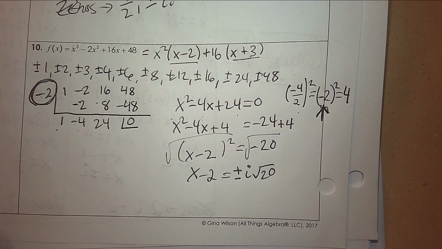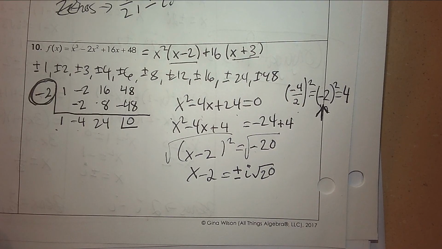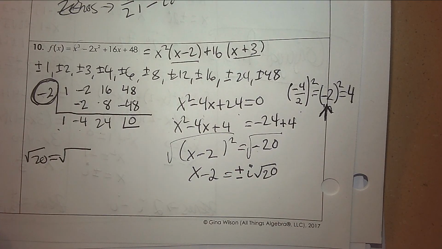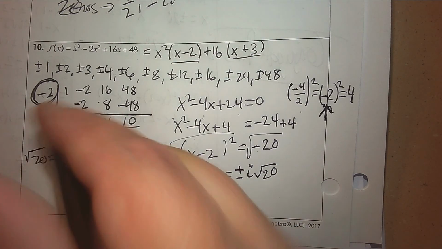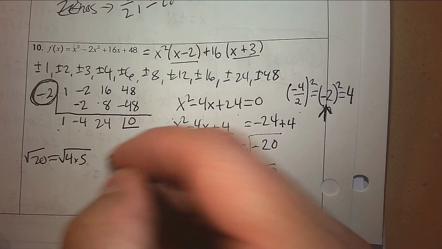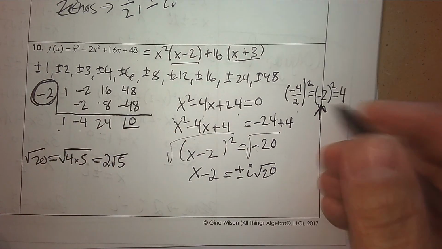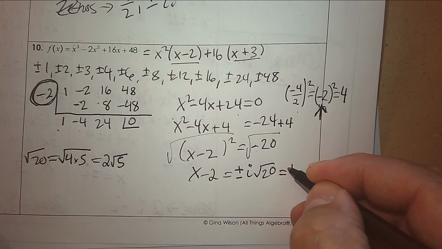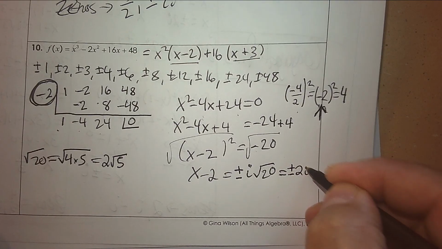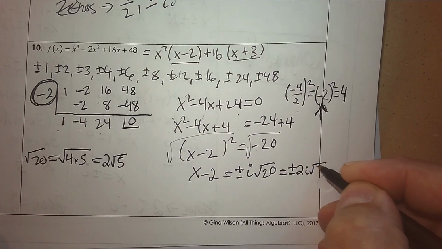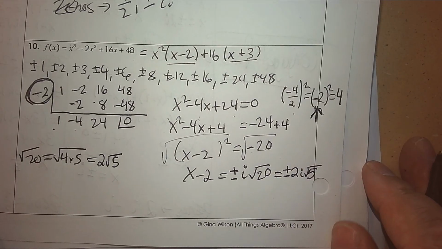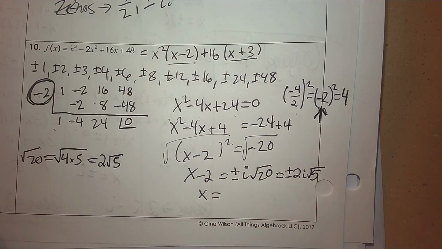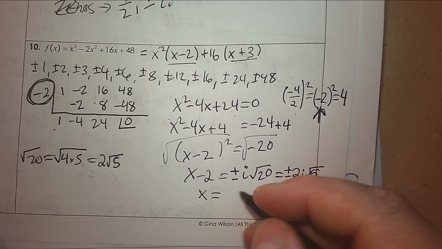Now, the next step, we're going to simplify it. Is there a way to simplify the square root of 20? What number goes into 20 evenly? That's a perfect square. And? So the square root of 4 is 2, and what's left over is root 5. So this answer is really positive or negative 2i root 5. We still have one more step. How can I get x by itself? Close. So you add 2.